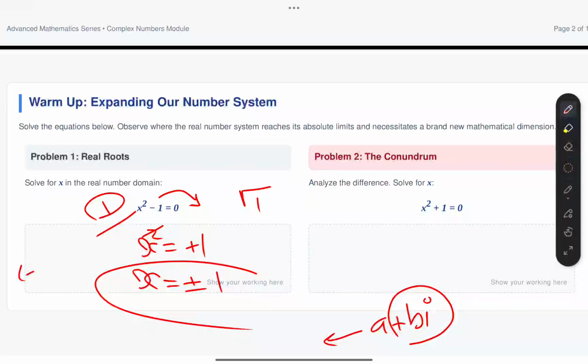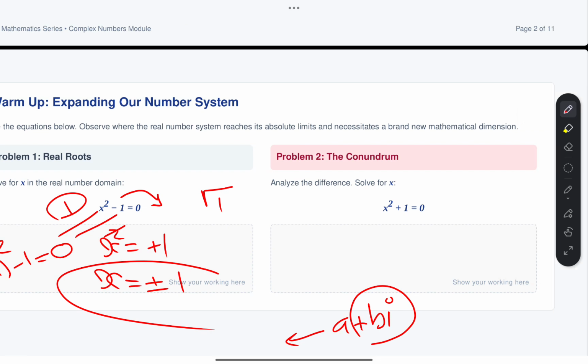Because -1 all squared, since the power is an even power, will cancel the negative. So -1 squared is +1, minus another 1 is 0. So -1 in here satisfies the equation. Okay, well, let's move on to the second equation, trying to figure out the meaning of an imaginary number.